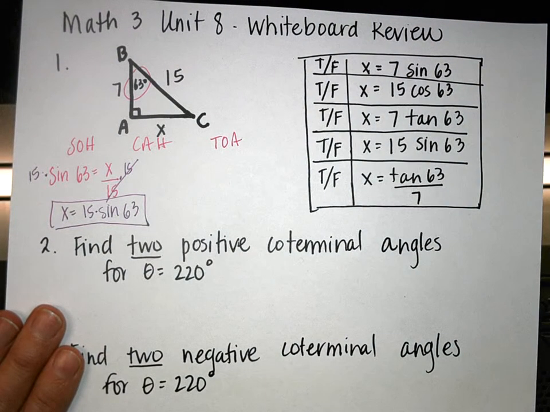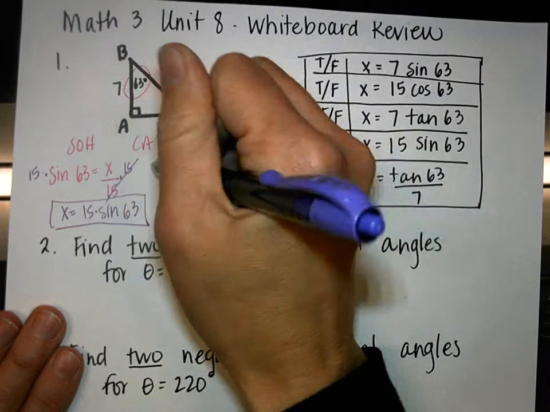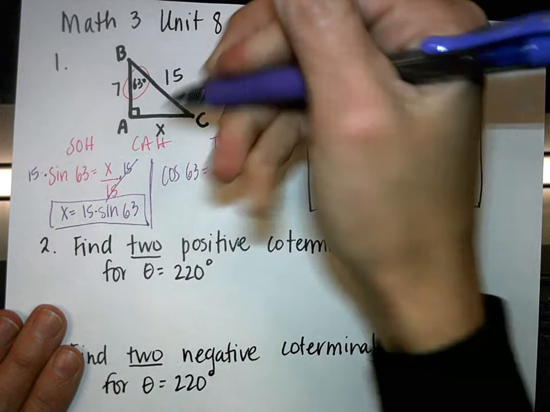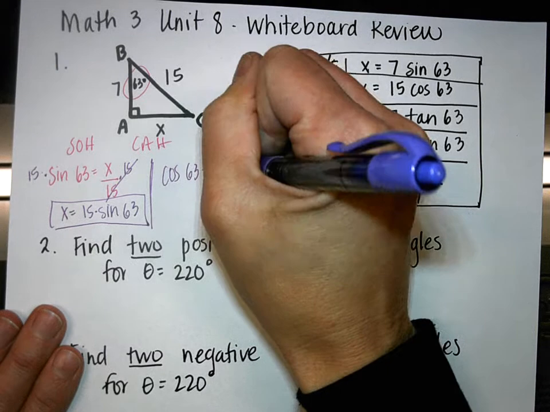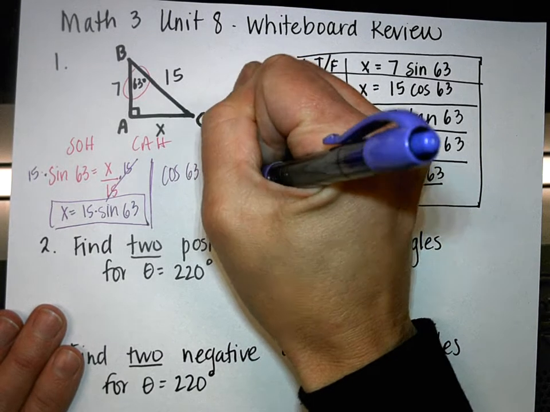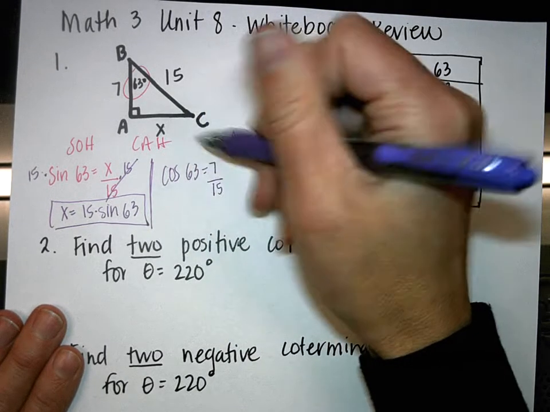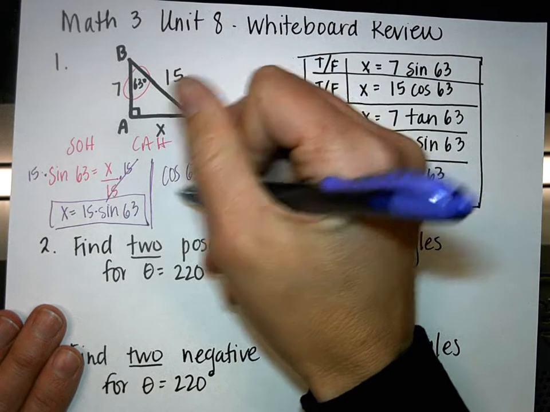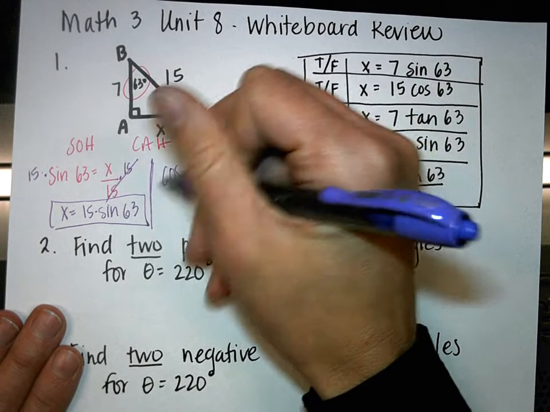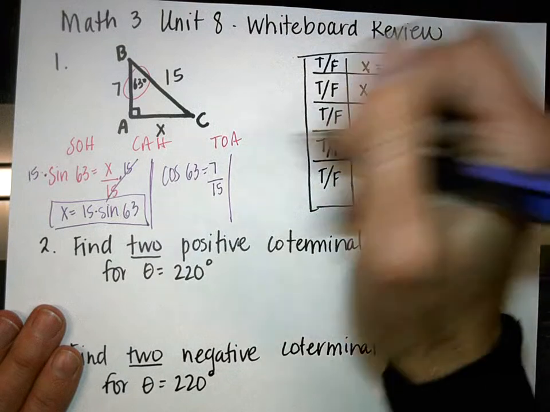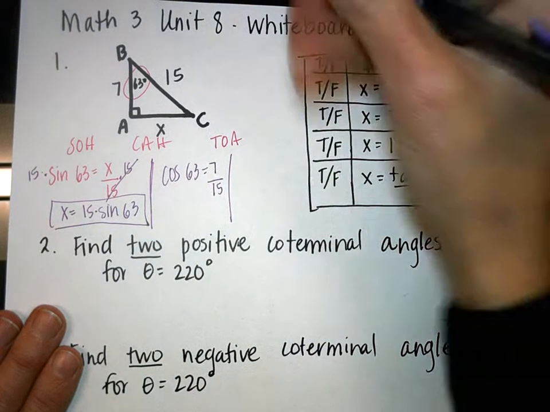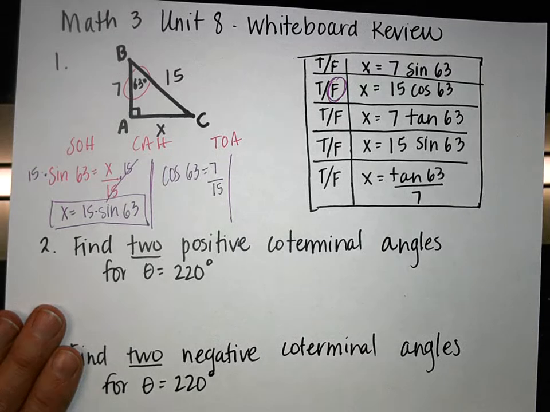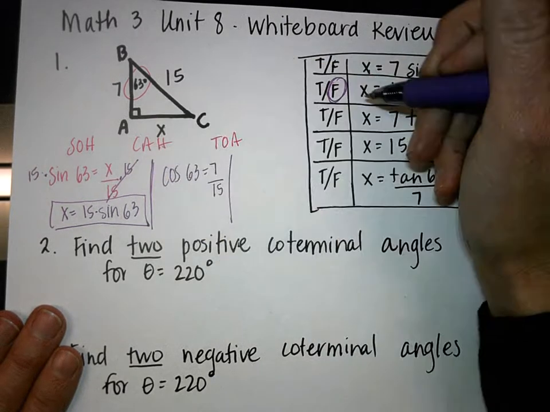We're going to go ahead and do cosine next. So for cosine of 63, it is adjacent, which is 7, over hypotenuse, which is 15. There is no x in here. So therefore, x can't equal anything in this problem because there isn't an x to solve for with cosine. So any cosine answer over here is automatically false because there is no x within the cosine function there.